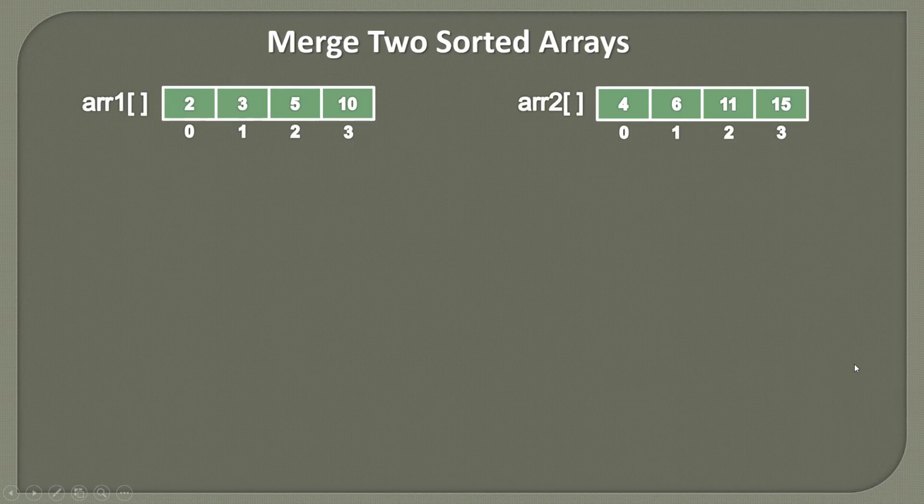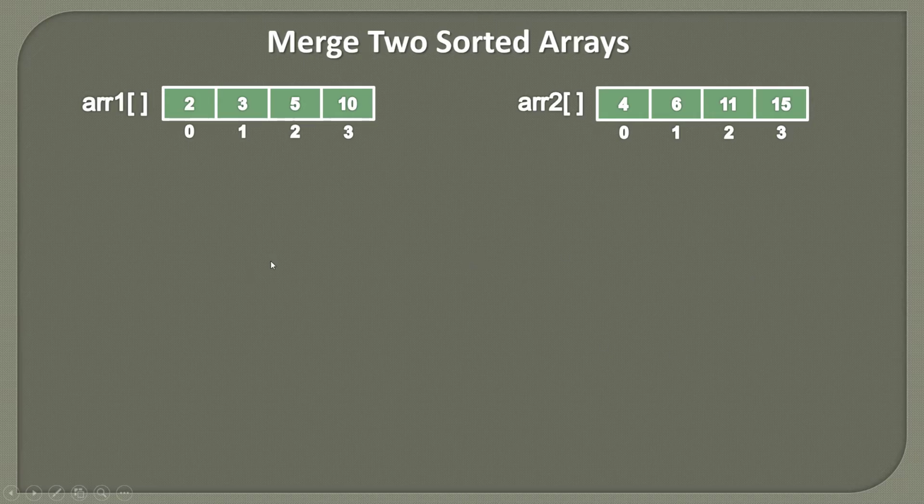So here, let's suppose we are given these two arrays, array 1 and array 2. And here if you see, both these arrays are sorted in ascending order. Array 1 has 4 elements, 2, 3, 5, 10, and they are sorted in ascending order. And same with array 2, having elements 4, 6, 11 and 15. Now our task is to merge these two arrays in such a way that the resultant array is also sorted.